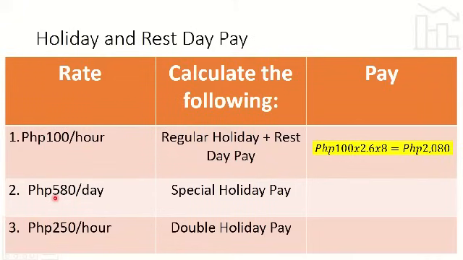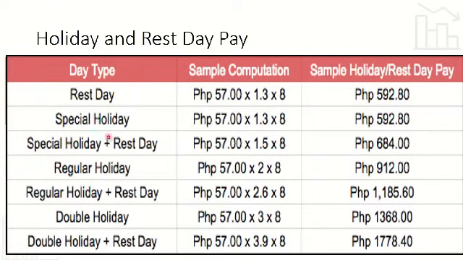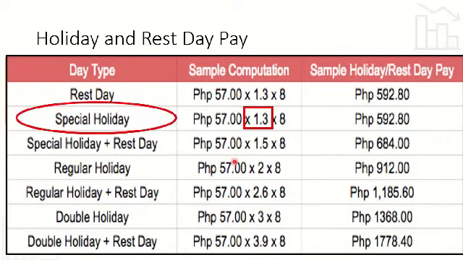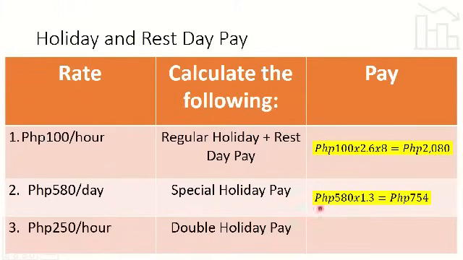So, again, let's have table now. Kapag special holiday, that will be 1.3 times 8. Pero in this case, hanggang times 1.3 na lang tayo, kasi given na yung daily rate eh. So, wala na tayong times 8, dahil ang binigay sa kanyang sweldo ay daily rate na. Isang buong araw na sweldo na niya yun. Okay, so therefore, that will be 580 times 1.3 is equal to 754 pesos.